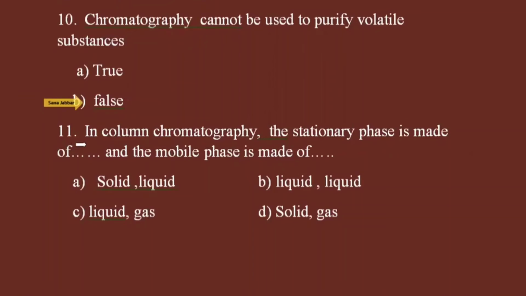Our next question is, in column chromatography the stationary phase is made of which and the mobile phase is made up of? Solid liquid, liquid liquid, liquid gas, solid gas. A option is correct, that is the stationary phase is made up of solid and the mobile phase in column chromatography is made up of liquid.